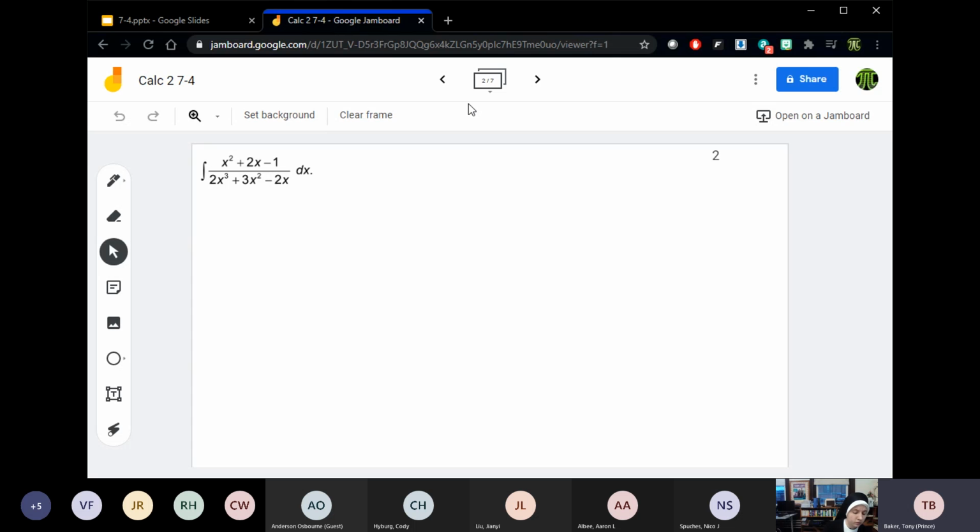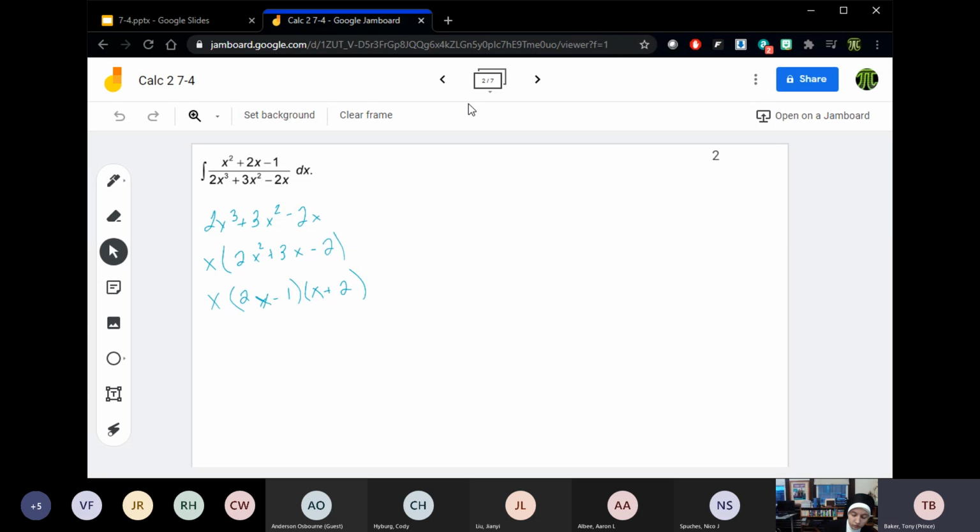So the next thing we're going to look at is we want to factor out the denominator. Let's break up this denominator. I have 2x to the third plus 3x squared minus 2x. I can pull out an x, and I have 2x squared plus 3x minus 2. Then I factor that one out, and I get 2x minus 1 and x plus 2. So now I've completely factored the bottom out.